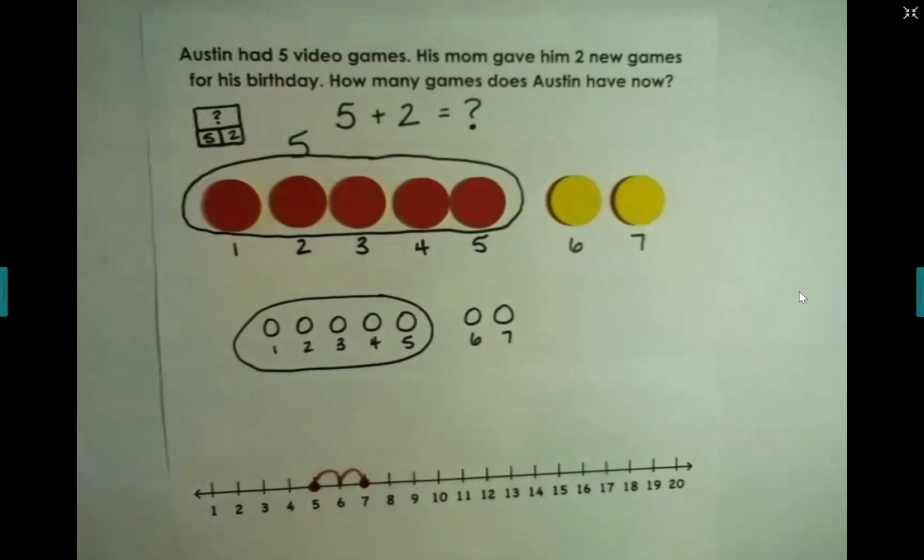As students are using a variety of strategies to solve this problem, it's important to help students make connections between these concrete and representational strategies to see how they all represent this word problem and help us find the answer to the question being asked and get that sum of 5 plus 2. So it's important to make connections between the strategies that students are using.